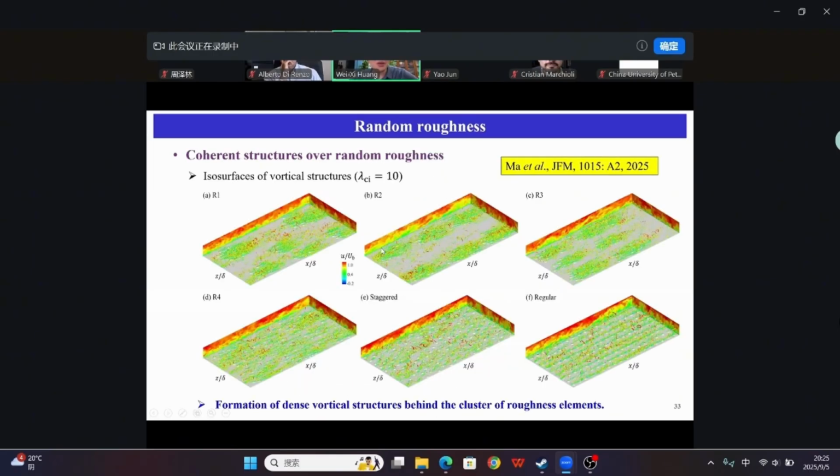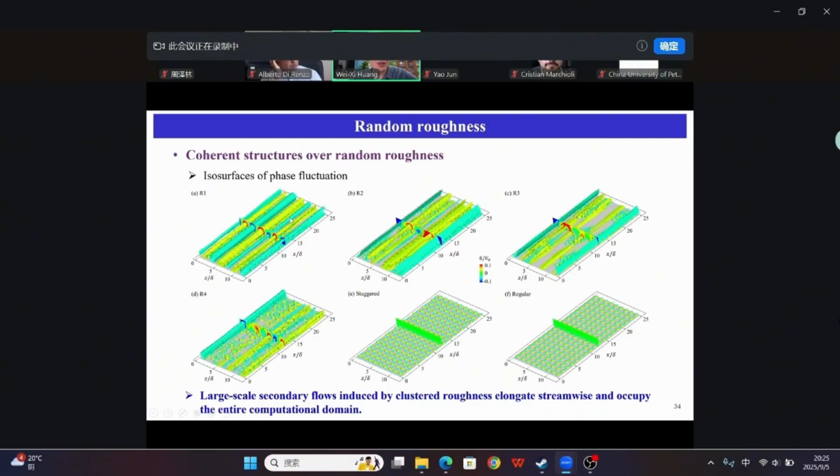Recently we also checked random roughness. It is clustered in several different forms. Behind the clustering, we can see dense vertical structures, and for the regular one, there is no such dense vertical structure. We check the phase fluctuation, and it obviously shows secondary flow, but for the regular one, there is no such secondary flow.